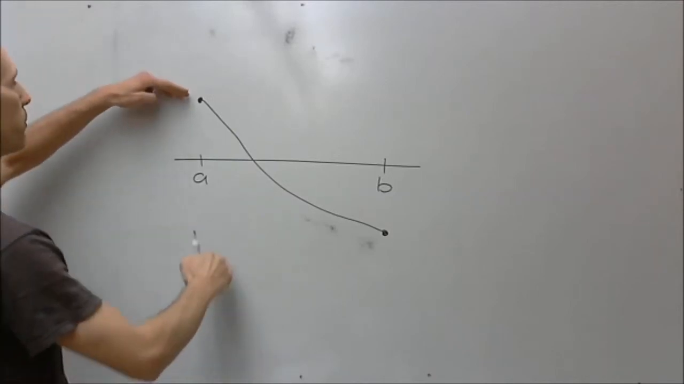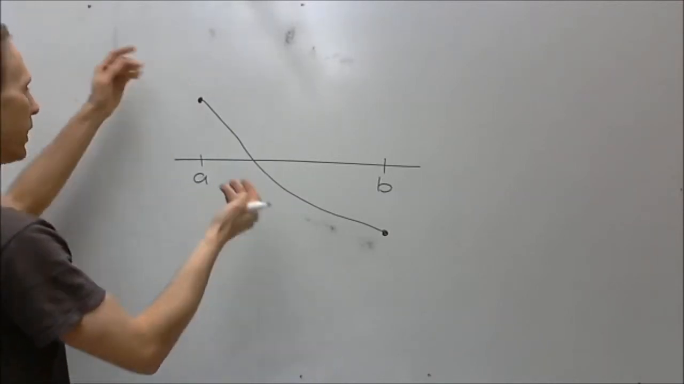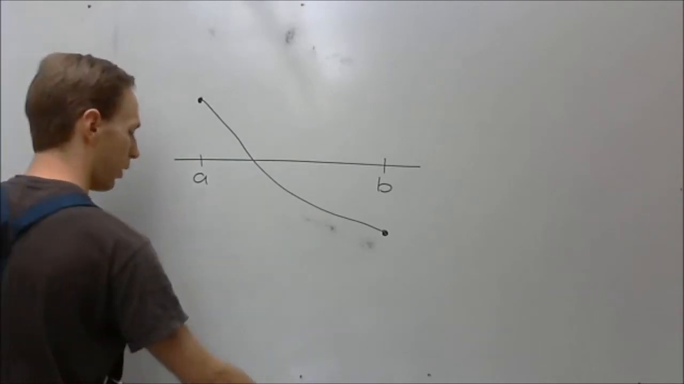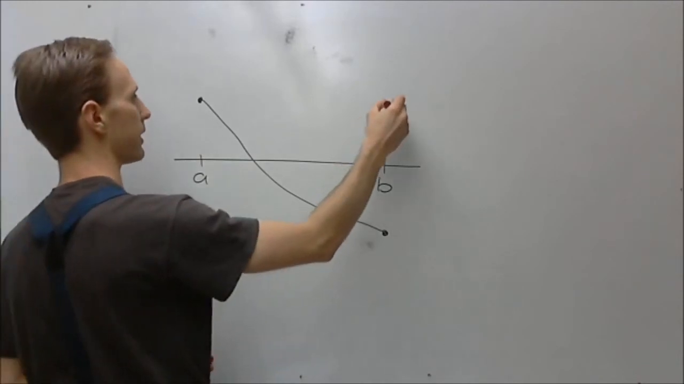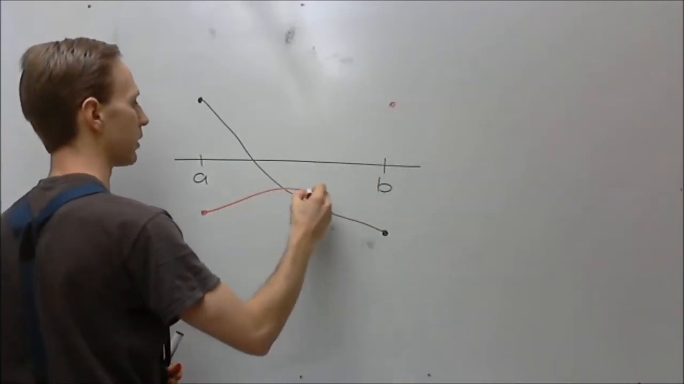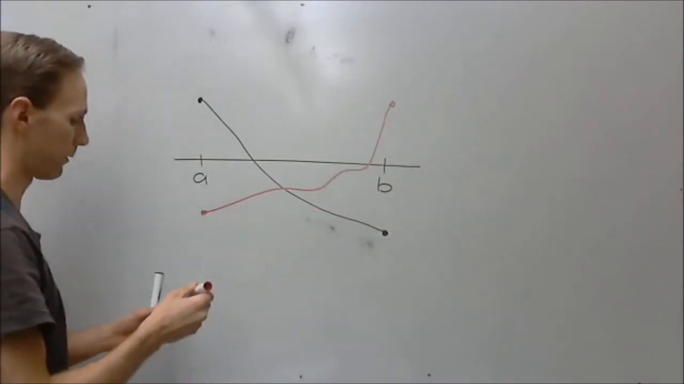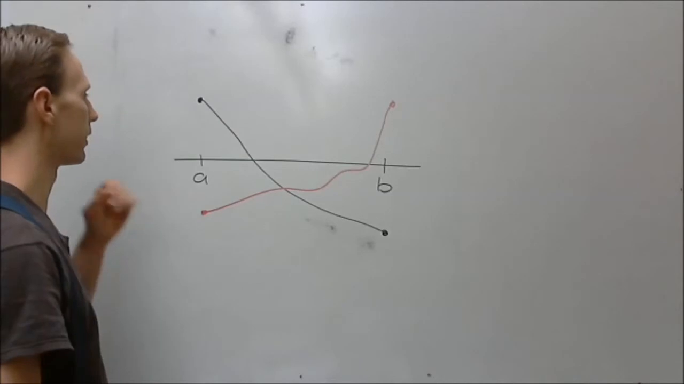Because 0 is intermediate to this positive number and this negative number. And of course, it'll also work if you reverse roles. If f of A is negative and f of B is positive, there's going to be at least one value where the function value is going to be 0.